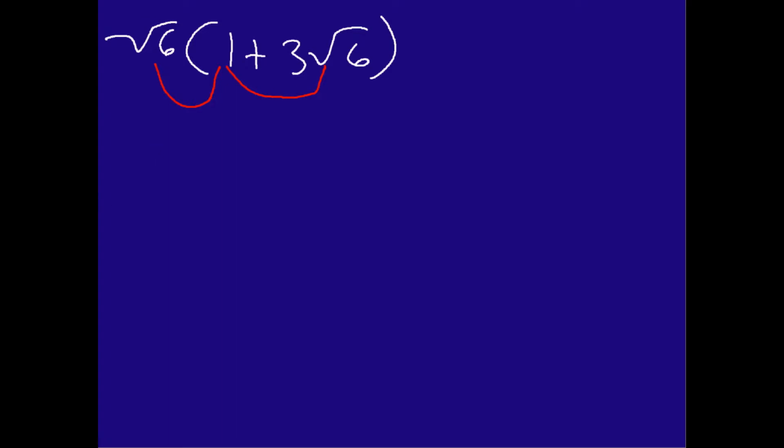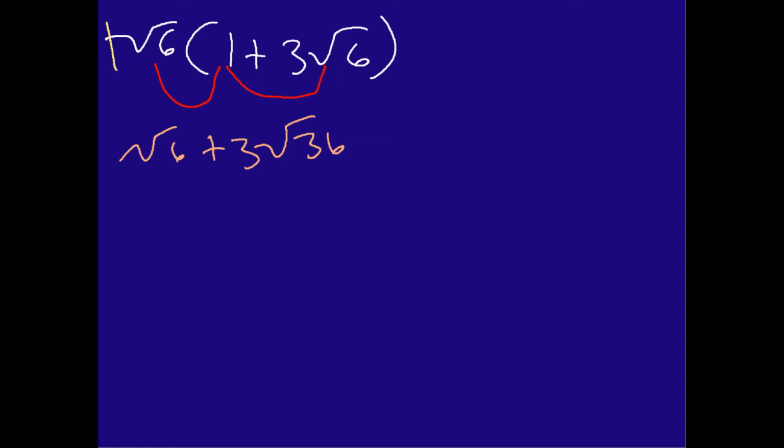So when I do that, I get the following. The square root of 6 times 1 is going to be the square root of 6 plus 3 times the square root of 36. Now, why is that? Because, to make things as clear as possible, when you have the same radical, in this case the square root of 6, you just multiply straight across. Another way of saying this is 1 times the square root of 6. And so 1 times 3 is going to be 3, and then square root of 6 times square root of 6 is going to be square root of 36. That's what we got here.